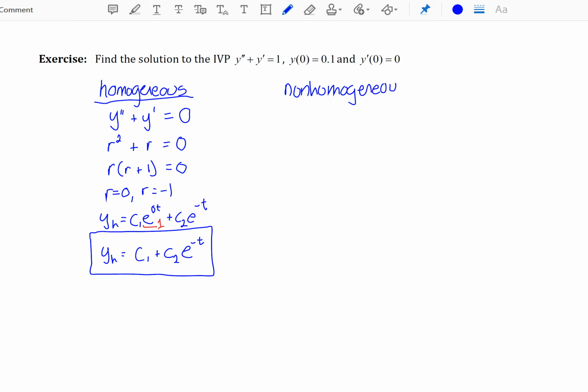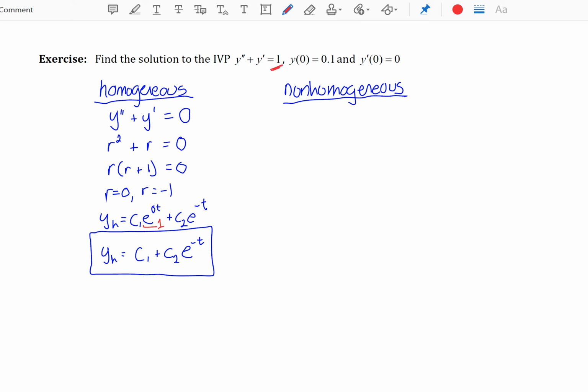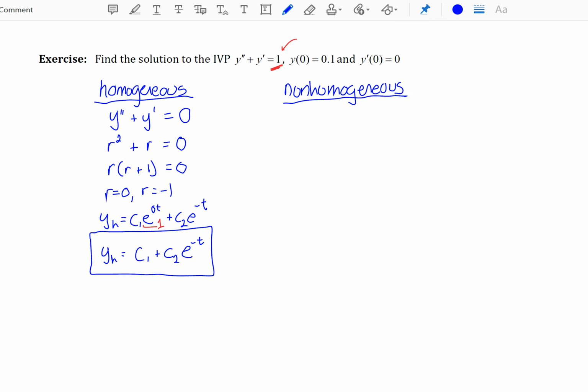Now let's go look for our non-homogeneous solution. And when looking for your non-homogeneous solution, you always want to start by considering the form of the right-hand side of your differential equation. And here the form is a constant. And so it leads us to want to guess that yp might also be a constant. However, this is not a good guess.